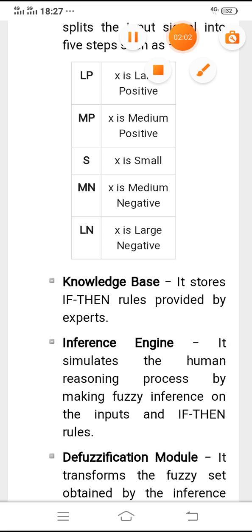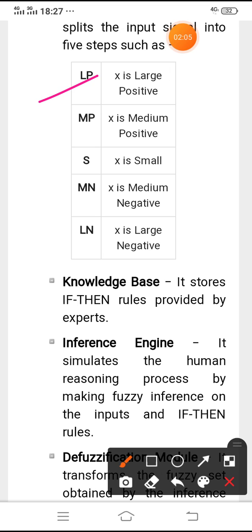First one is LP. LP is large positive, X is large positive. MP means X is medium positive. S means X is small. MN is X is medium negative. LN is X is large negative.